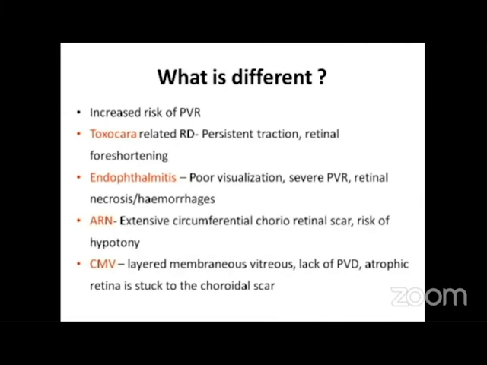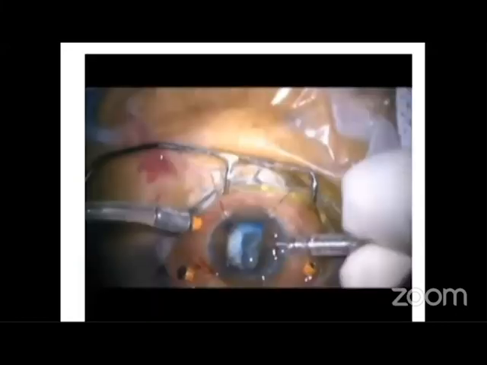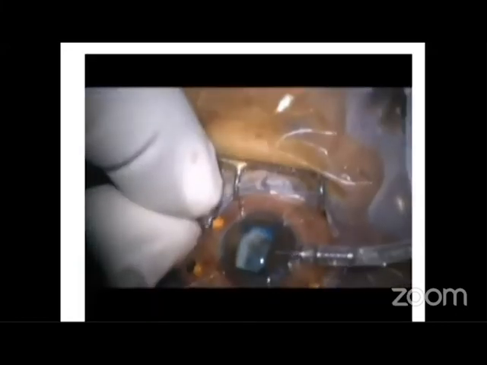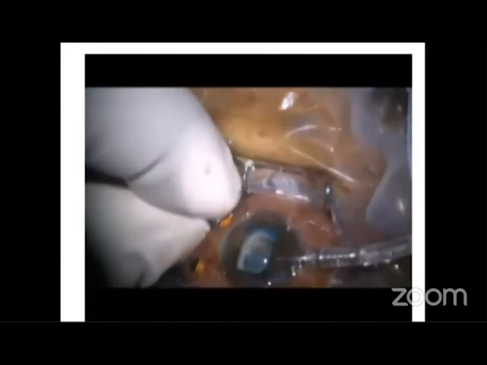In CMV retinitis related RDs, the vitreous is thick, layered, and membranous. Often there is a lack of PVD, and PVD needs to be induced during surgery. The atrophic retina is stuck to the chorioretinal scar at places, and hence it needs to be relieved from these chorioretinal scars by retinectomies. This is a case of endogenous endophthalmitis with retinal detachment.